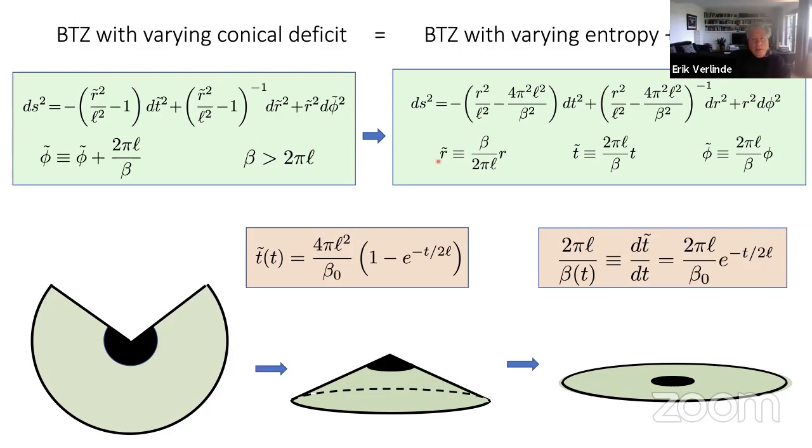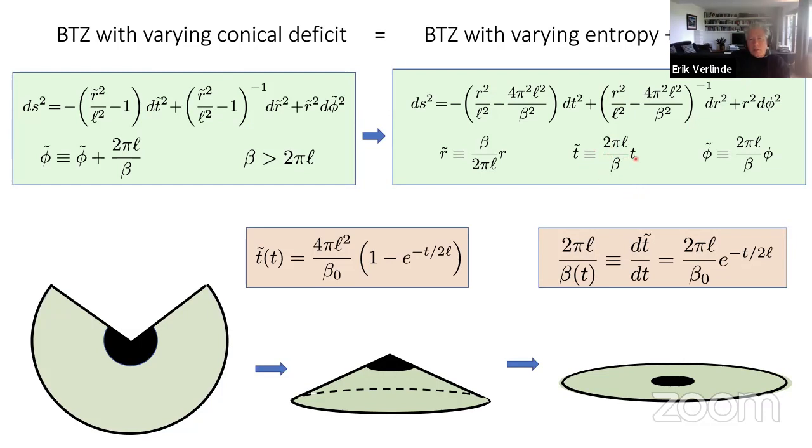Actually, there's a very similar substitution you can do. Now, I have coordinates t tilde and t here, and this is the equation. But now this is the equation I had before. And indeed, you can define a time-dependent temperature now by actually looking at this equation.